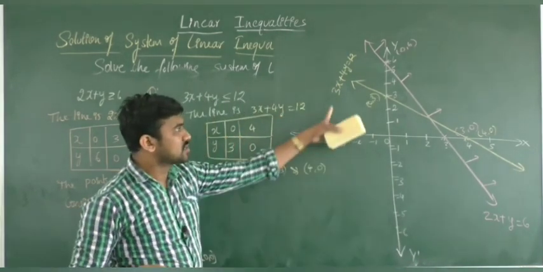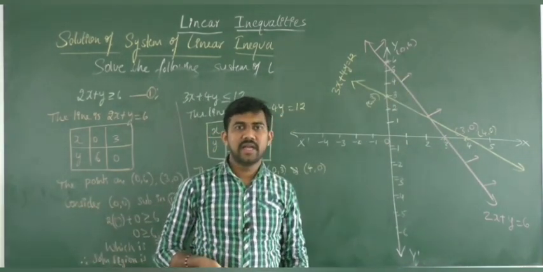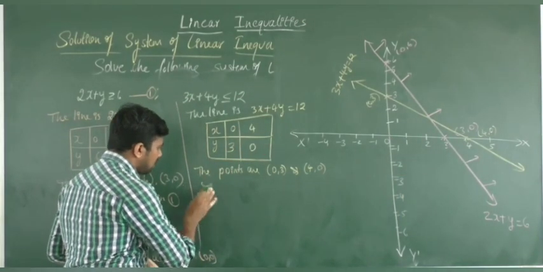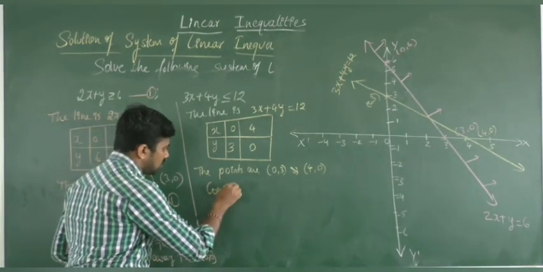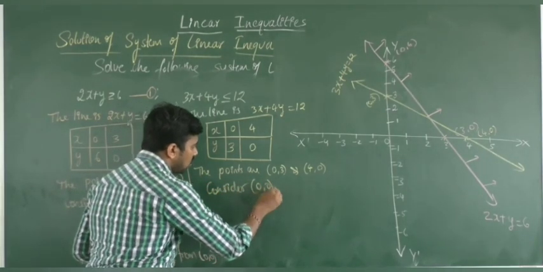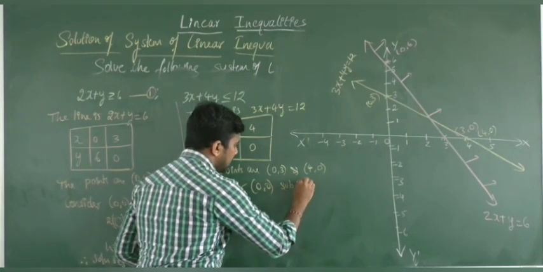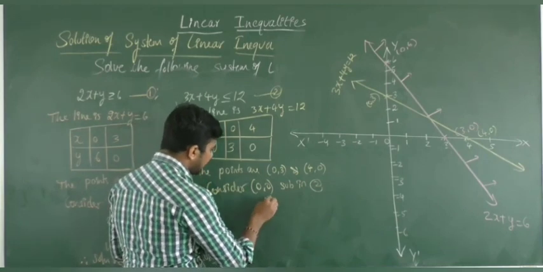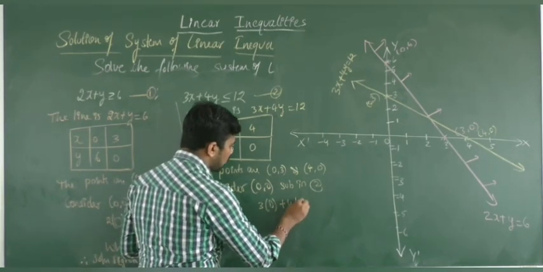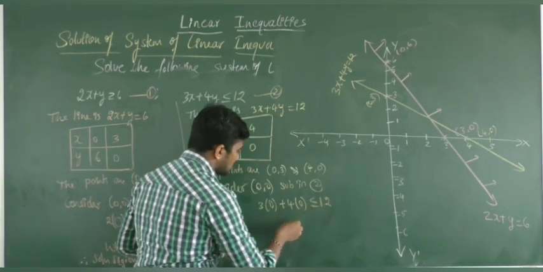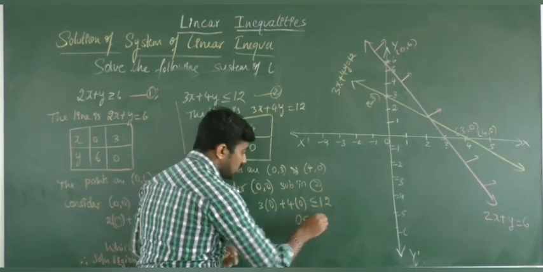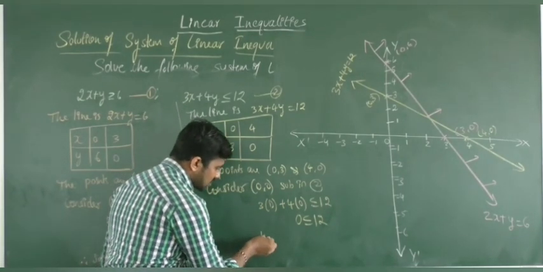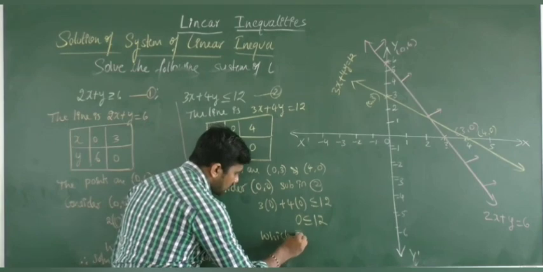Now check where the solution region of this line comes. Again, for our convenience, consider the origin to check the solution region. Consider 0 comma 0 and substitute in equation number 2. So what will we get? 3 into 0 plus 4 into 0 less than or equal to 12. So 0 less than or equal to 12. Now check the inequality, whether 0 is less than 12, obviously right. So we can say which is true.